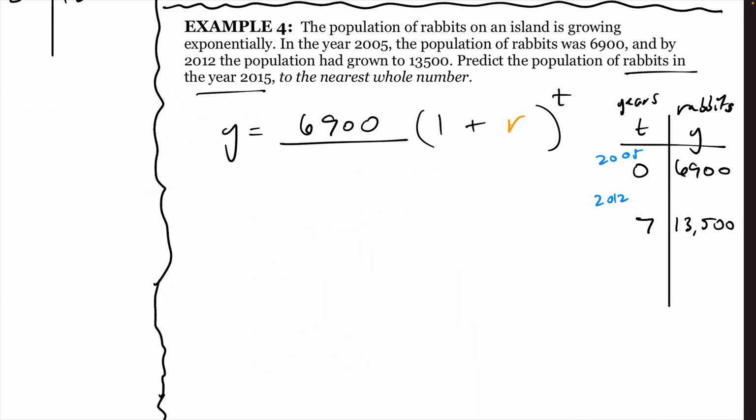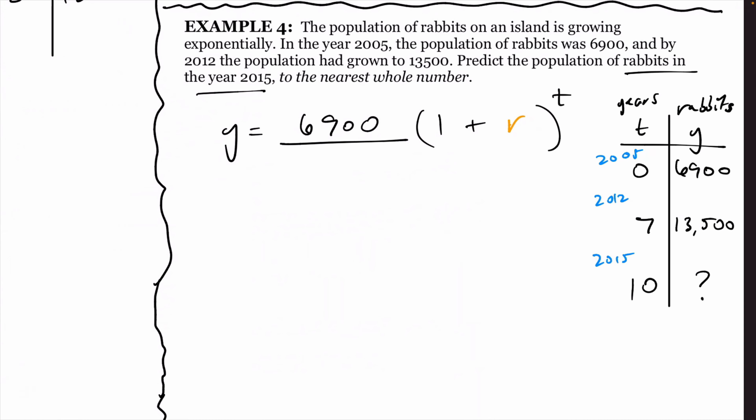And then the question says in 2015. How many years is that? 10. So in 10 years, that's the question here. I've got to answer that right there. Well, I would love to be able to plug in 10 and calculate it right now. Problem is I don't know what R is. So I've got to find R first, and then I can do that.